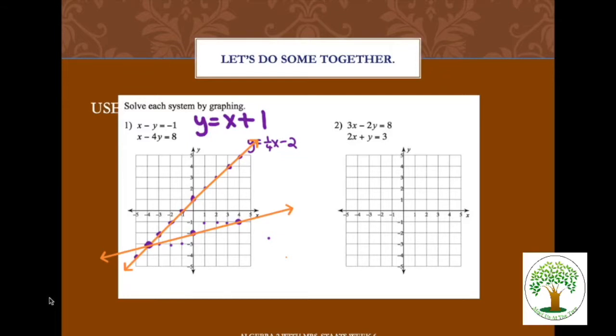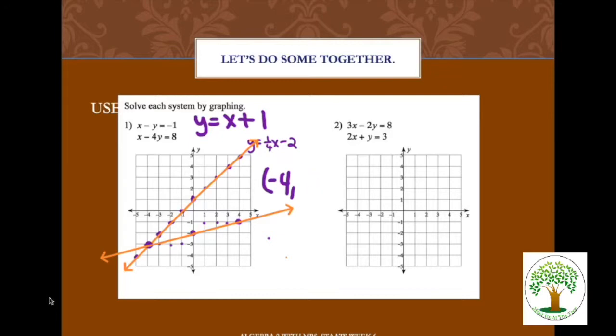I would like that. The answer that I'm looking for mostly is the ordered pair, which is what? Negative 3, negative 4. Careful. Not negative 3, negative 4. Negative 4, negative 3. Make sure you give me the x first.